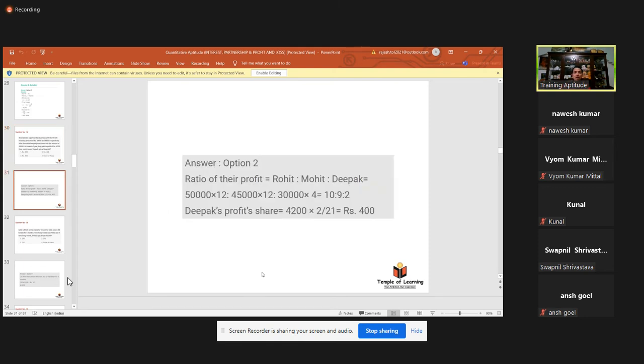Deepak will get 4 out of 42, which is 2 out of 21. So this is basically the ratio 10 is to 9 is to 2. The ratio of profit is a product of time and money. So Deepak's profit share will be 2 out of 21.